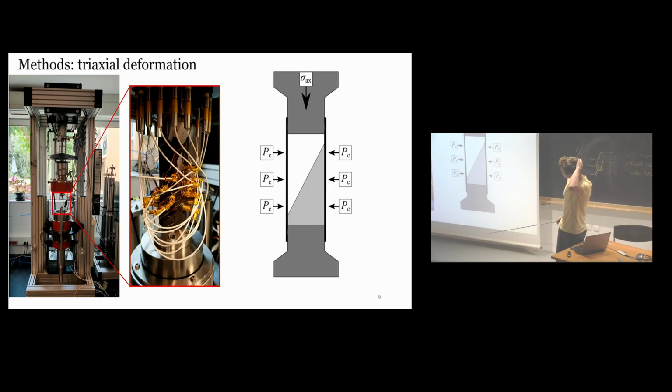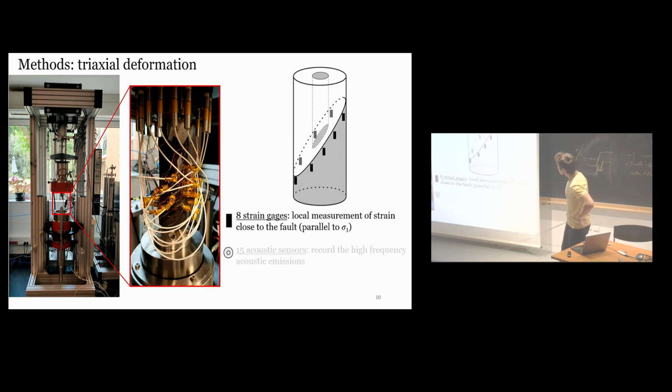So we took those samples and did triaxial deformation, using this apparatus that is at Geological. This is a zoom of the sample in the jacket with all the sensors. You have our sample here, the fault is here at 30 degrees from the axial stress, and all is set into confining oil so that we pressurize to put confining pressure on our sample. Our samples are equipped with sensors, and today I'm going to discuss strain gauge data. We have strain gauges close to the fault, and they measure the local strain, which in our case is parallel to sigma 1.